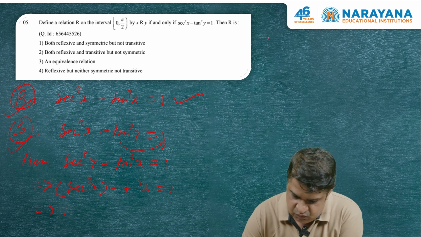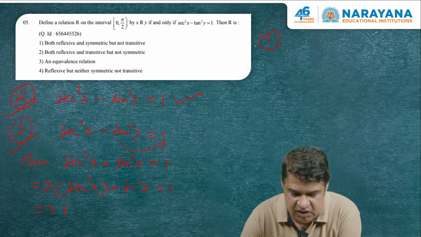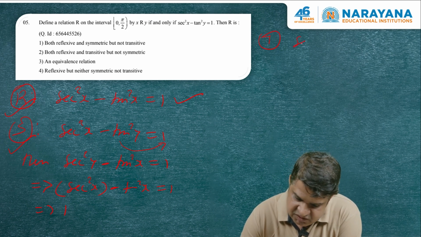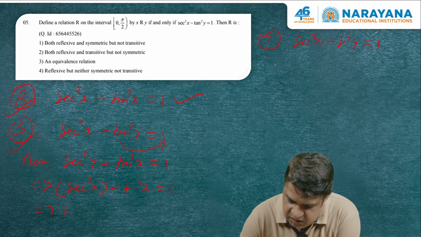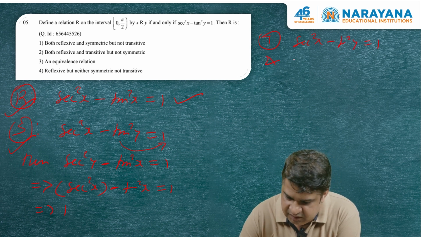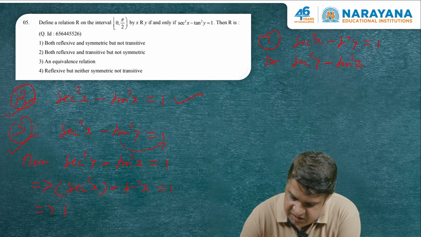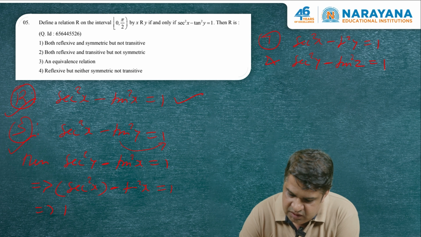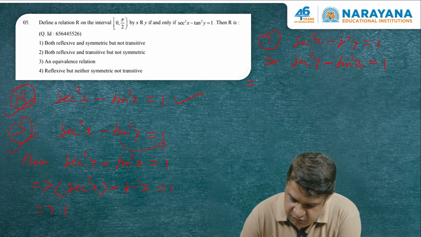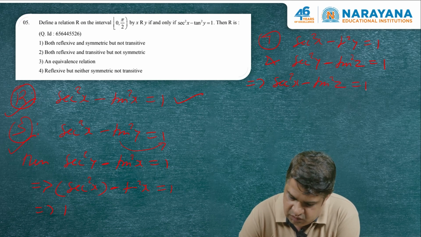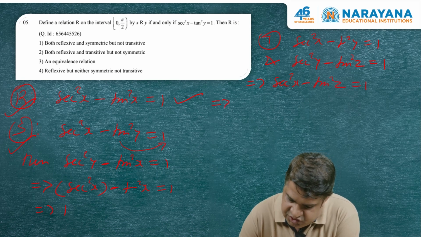Now, for transitive, what are we supposed to prove? If sec square x minus tan square y is equal to 1 is given, and sec square y minus tan square z is also equal to 1 is given, then we have to prove that sec square x minus tan square z is also equal to 1. Now, let us check whether it is true or not.